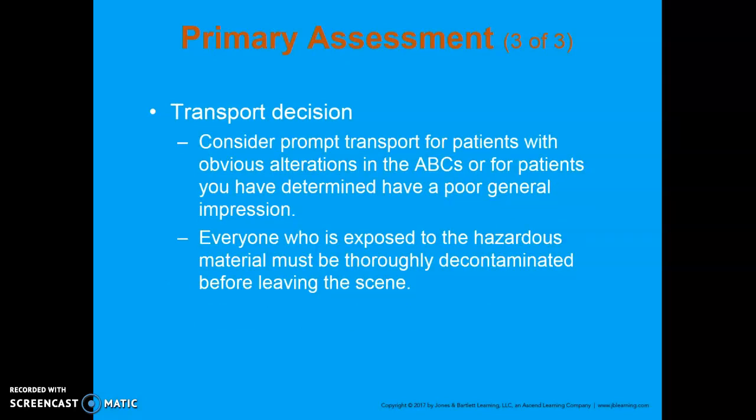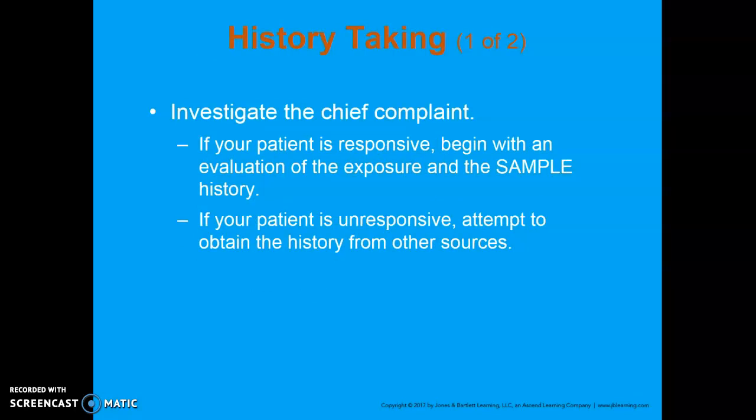Your transport decision. We want to try and get patients that have been exposed to a toxic substance into the hospital very, very quickly after being appropriately decontaminated. There's not a whole lot that we're going to be able to do for somebody out in the field that has been exposed to a toxic substance, so we have to get them to higher definitive care. History taking, you want to obtain their medical history. This can be performed en route if necessary.